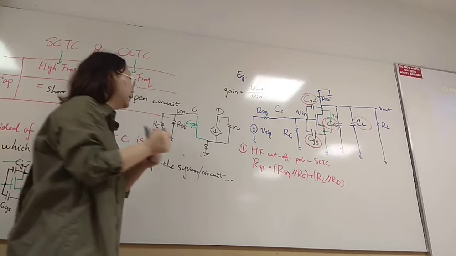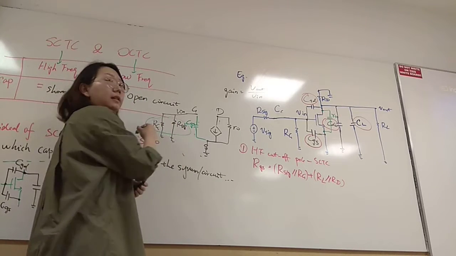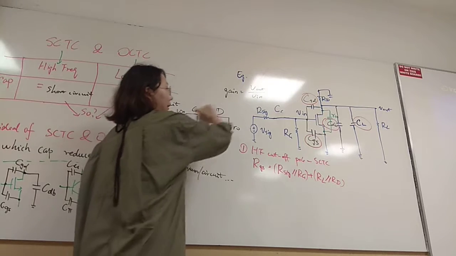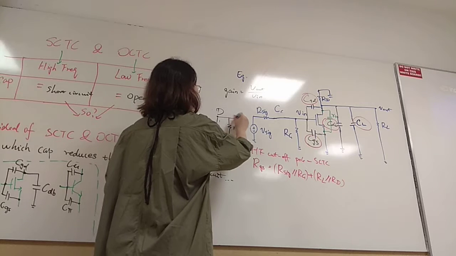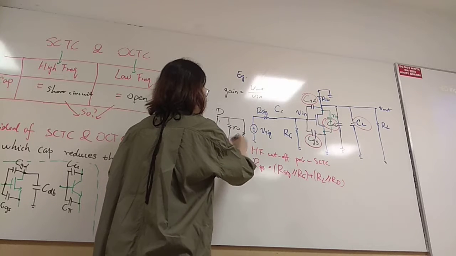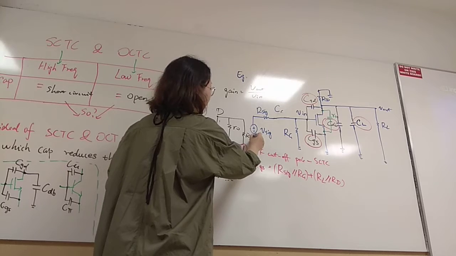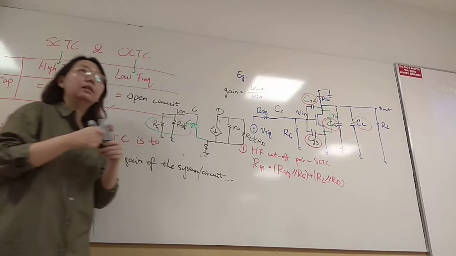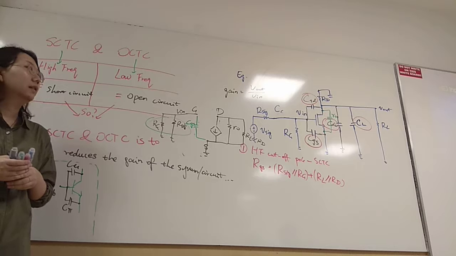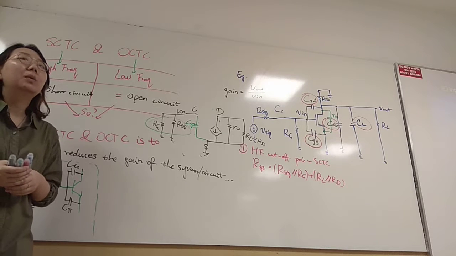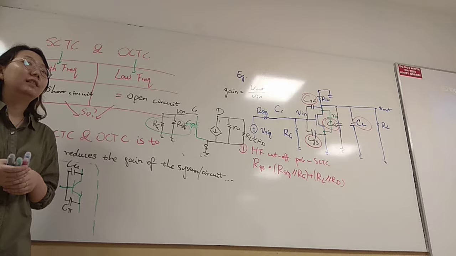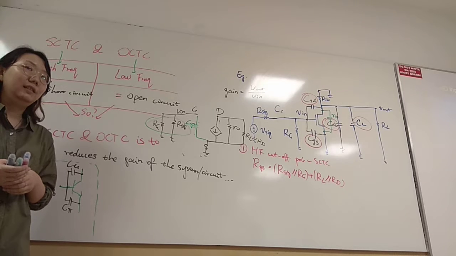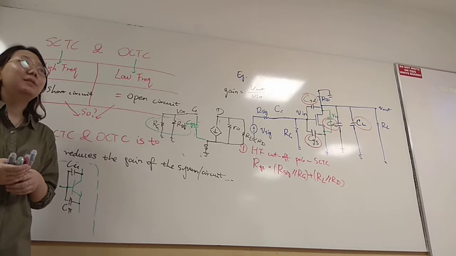So what's the resistance seen by my CGS? One is these two in parallel. One is whatever is on that side: RL parallel with RD. So how about this Rout? Is it going to be included? Yes, included. Or why is it not included in the notes?